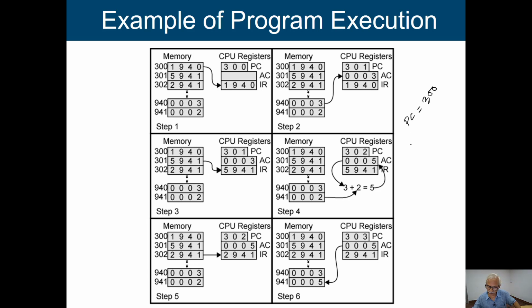Now we are transferring it to MAR. In MAR I am getting 300. After it issues the read signal, in the meantime the value of the program counter is incremented by 1, so I am getting 101 in the program counter. So this is the way I can see that initially the value of the program counter is 300.